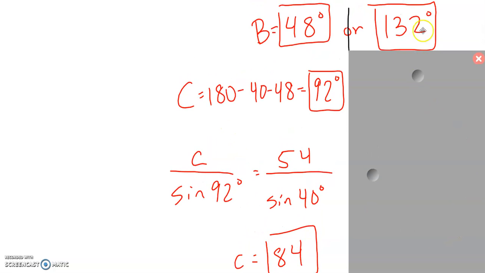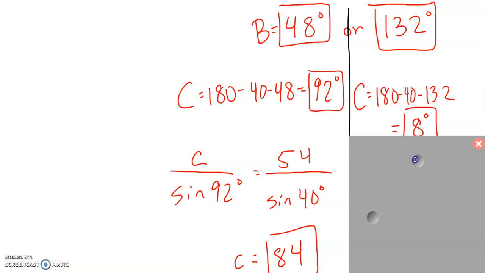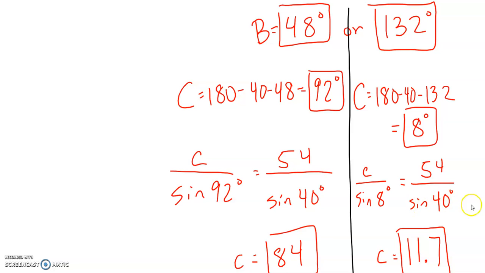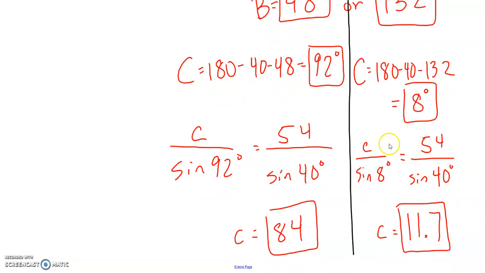I then do the same steps with this second possibility. If angle B is 132 degrees, then angle C would be 8 degrees. To find side length c for this triangle, you set up the law of sines again, and you can see it looks very similar, but we've got a different number here for angle C. You solve it, and you get that side length c is 11.7.